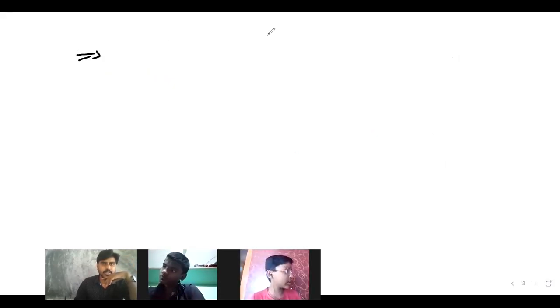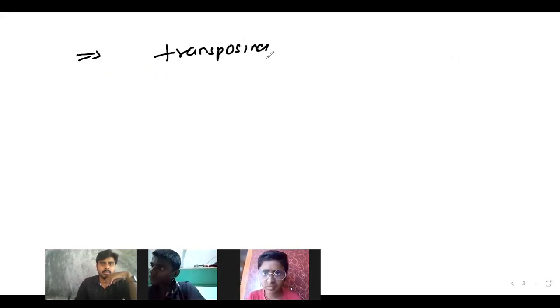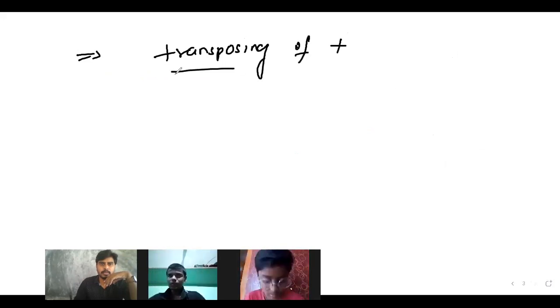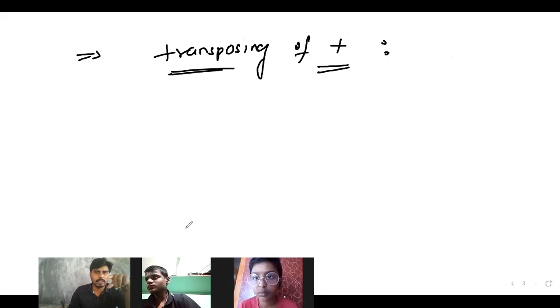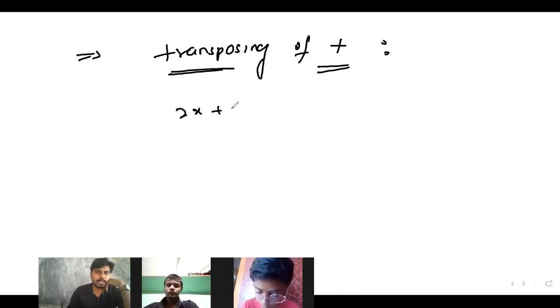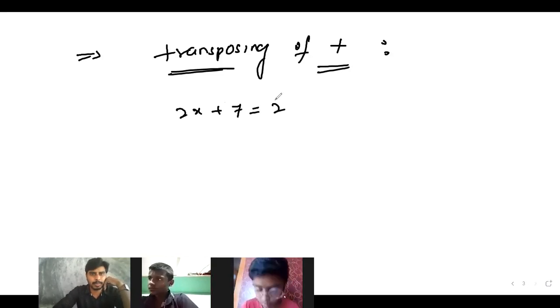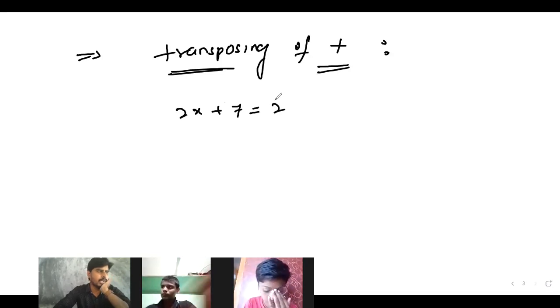See, suppose, see the example here. This example is for transposing of plus. Very important. You cannot see this in the textbook actually. Suppose 2x plus 7 is equals to 2, you have.